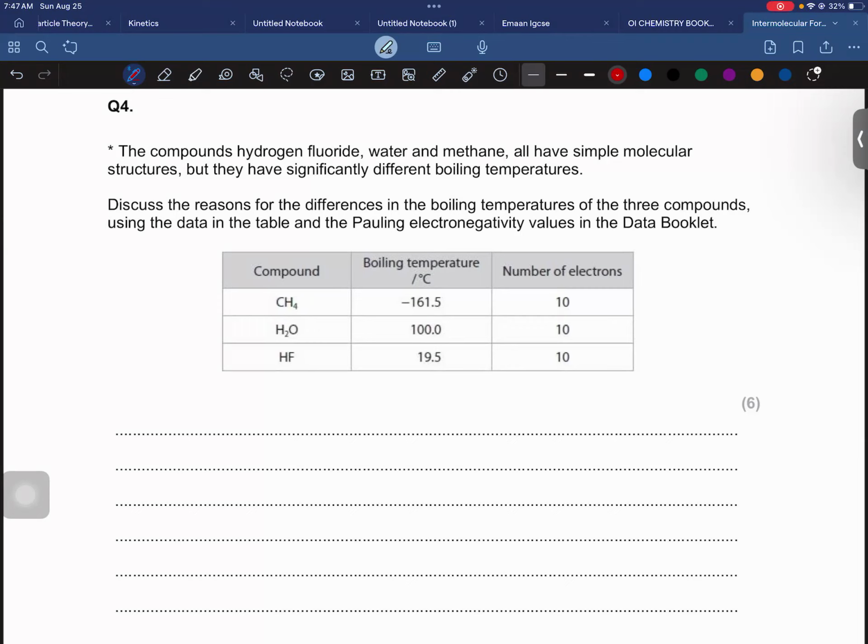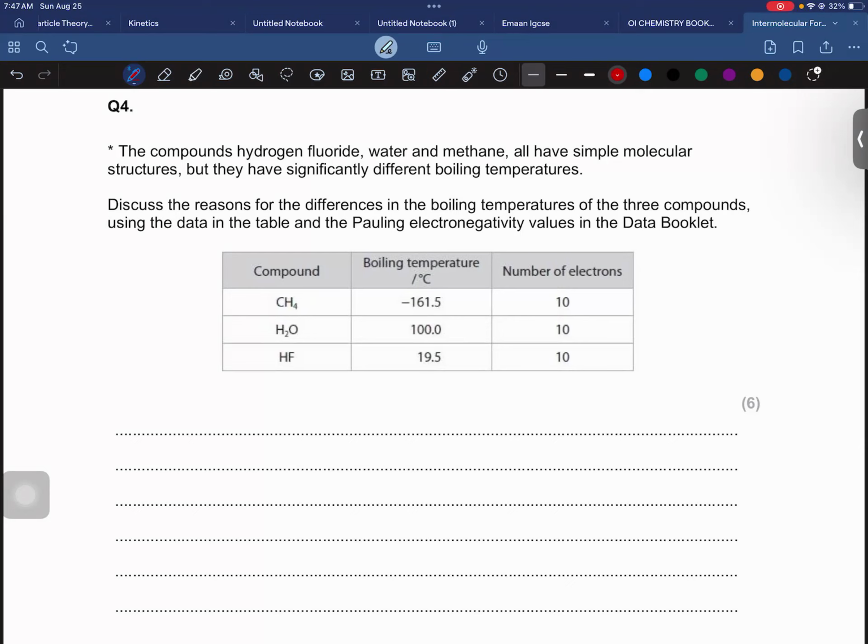Water can form more hydrogen bonds as compared to HF. So ultimately, I can say that H2O would have strong intermolecular forces of attraction.